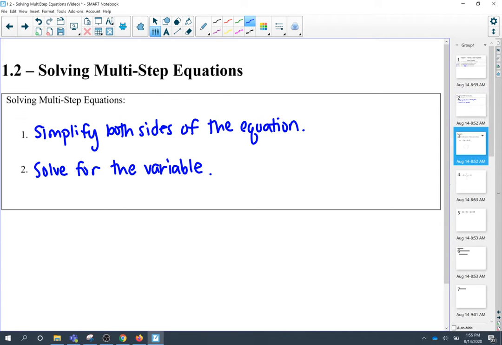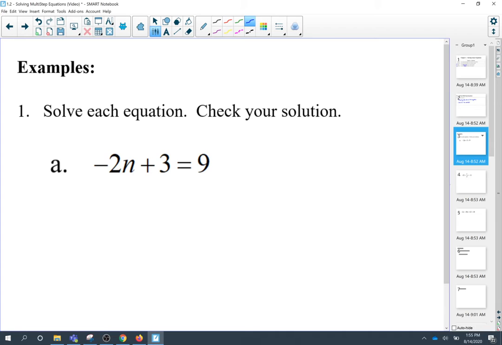Okay, so let's take a look at some of these examples. Number 1, solve each equation, check your solution. Now I know it doesn't say to justify your steps, but we're going to do it anyway, just so we have a lot of good practice with it. So, take a look at letter A. Negative 2n plus 3 equals 9. We have to solve for n.